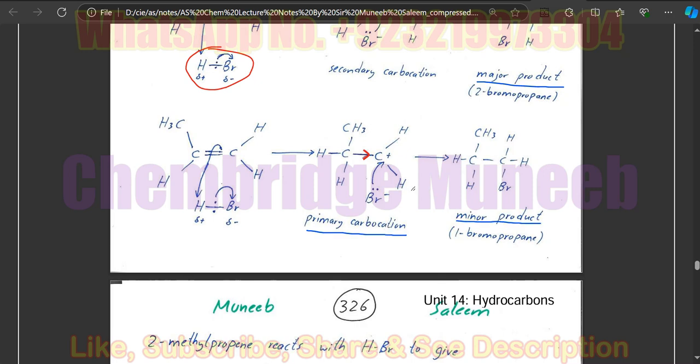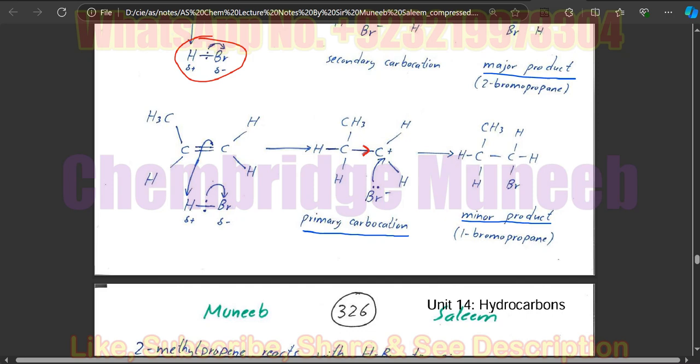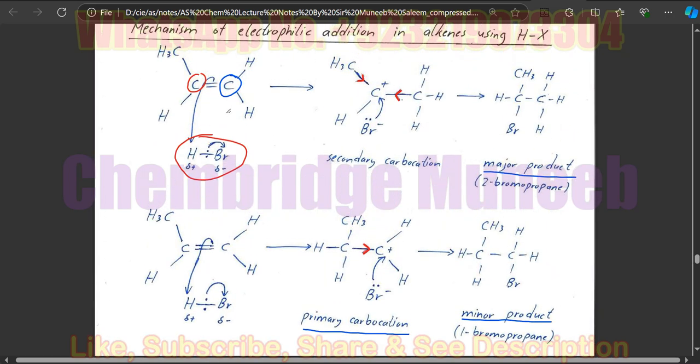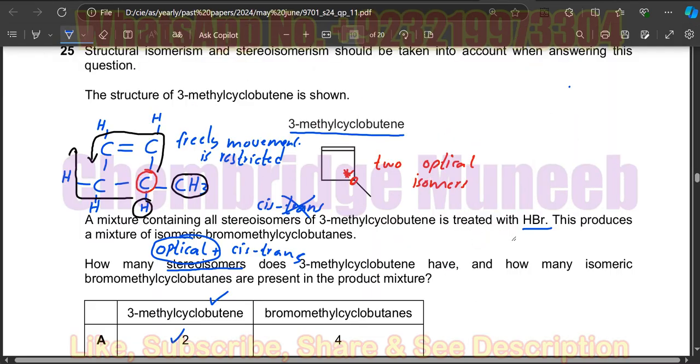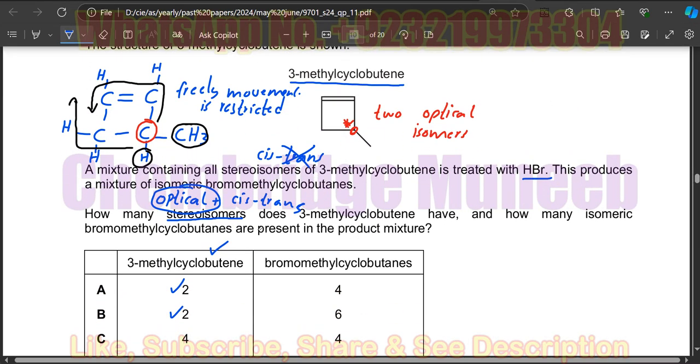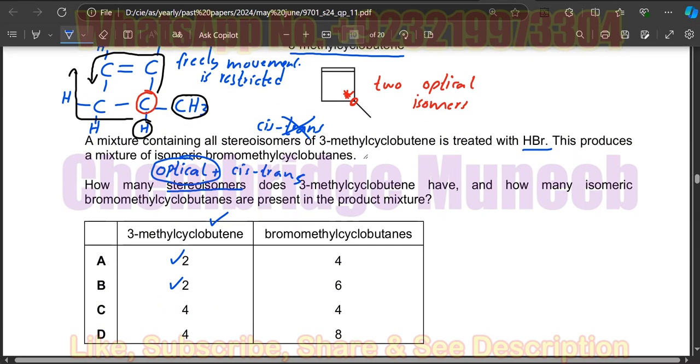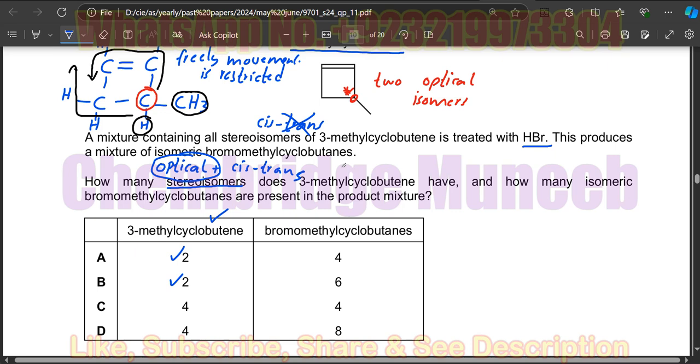So it is also referred to as the Markovnikov rule or anti-Markovnikov rule. So basically this bromine can either bond on the left carbon or on the right carbon, and we get two different products here. Now that will be applied to our given question. In our given question, we can have the same case.